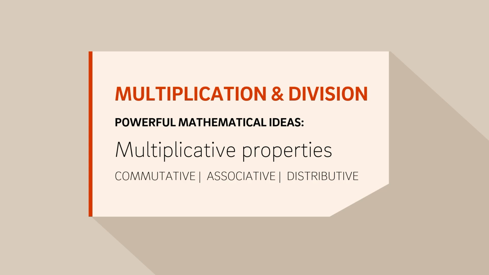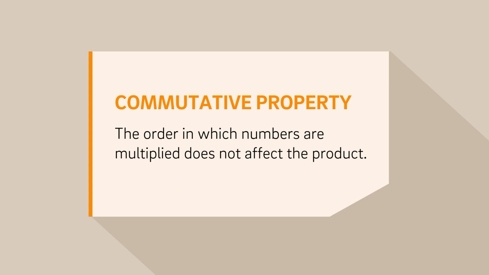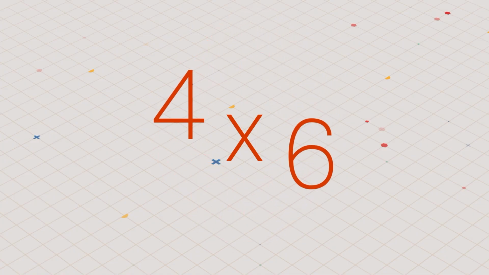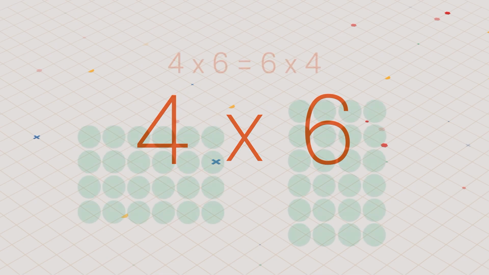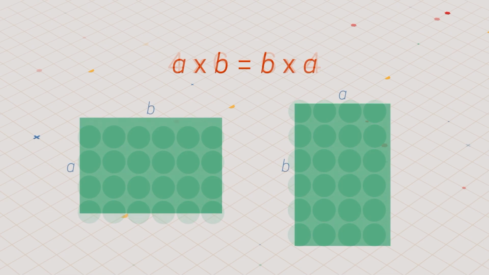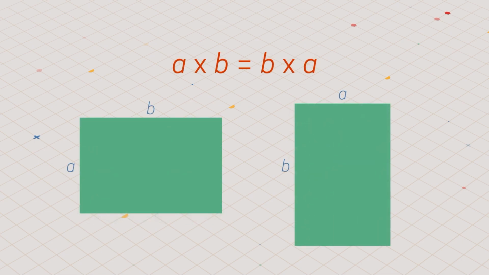The multiplicative properties of commutativity, distributivity, and associativity are powerful mathematical ideas in multiplication and division. The commutative property of multiplication states that the order in which numbers are multiplied does not affect the product. That 6 times 4 is the same as 4 times 6, which is powerfully represented using the array. This can be expressed algebraically as A times B is the same as B times A.